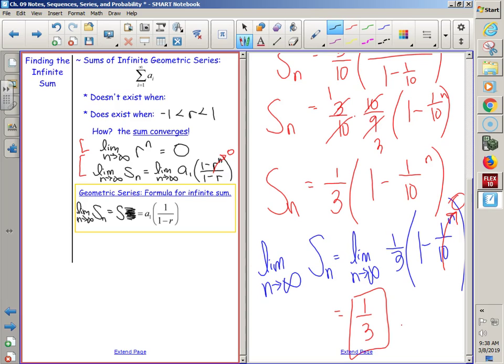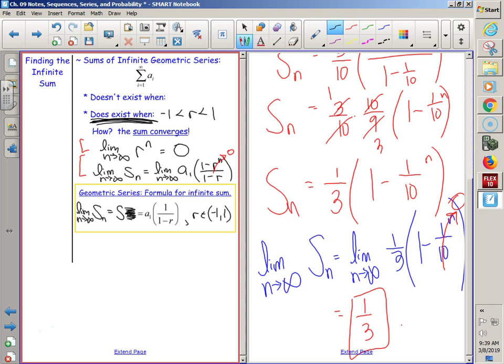Like the example I just gave you with Zeno's paradox, or with the 0.3 and the 0.33 and the 0.33333333, if it actually exists. And guys, do you see when it does exist up here? So this is only for r within -1 to 1.